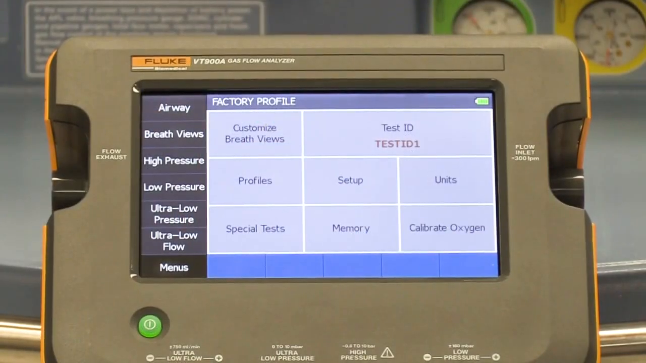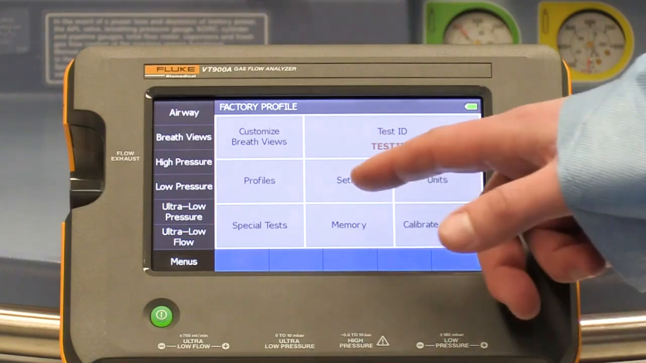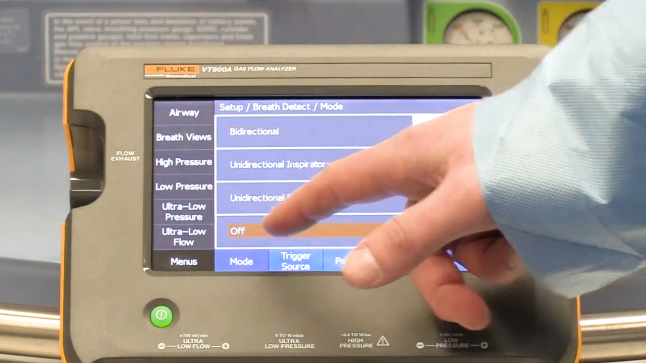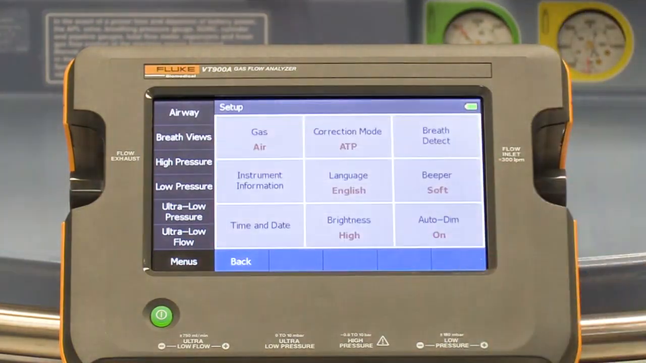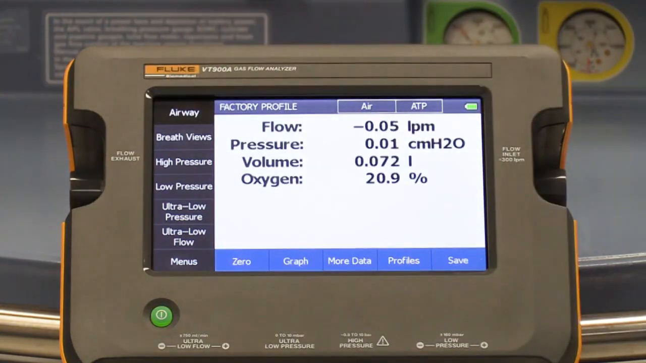We will need to turn off breath detection on the VT900A. You can do this from Menu, Setup, Breath Detect, Off. This will ensure that we will not measure breath to breath since flow will be continuous. Another good practice is to zero your airway flow before testing. This will ensure the most accurate results. Do this before connecting to the breathing circuit.